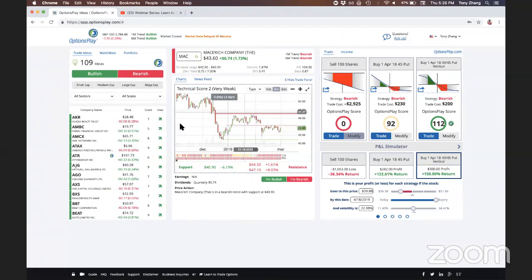Unfortunately, I don't have enough time to go through another example here. If you have a question about a specific symbol, please send me an email at info@optionsplay.com. I'm happy to take a look at that. But I'm going over an hour here, so I want to wrap this up. Any other last questions before I end this meeting?